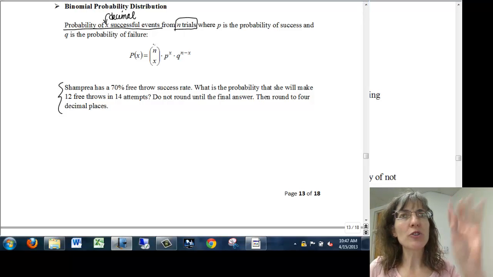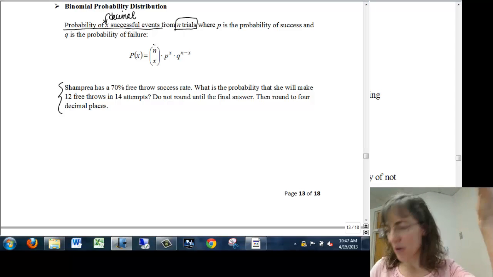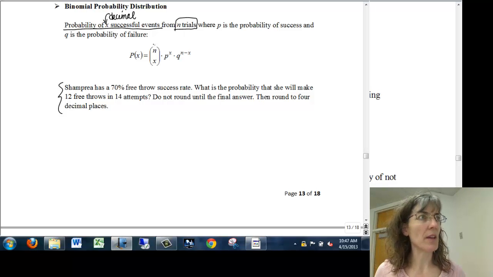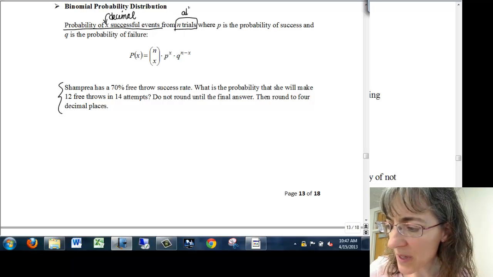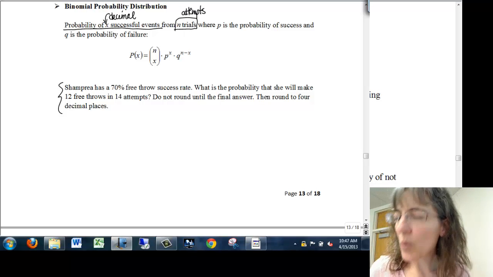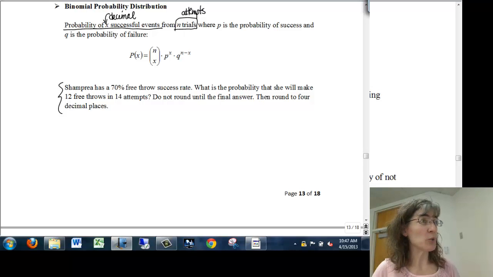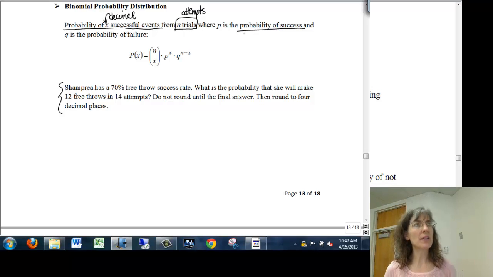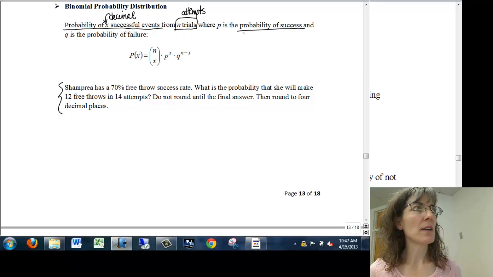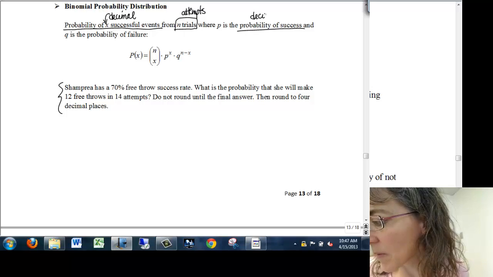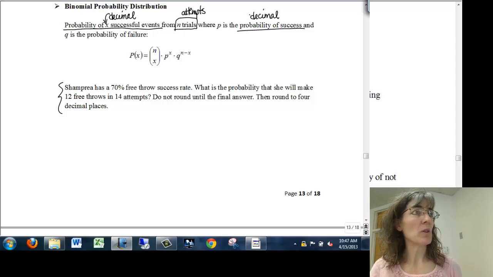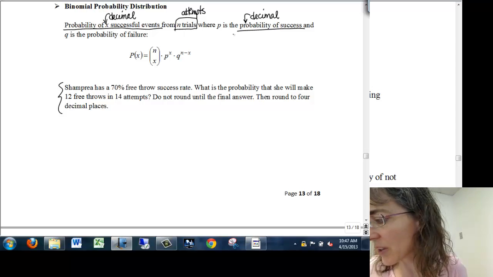Like if you're standing there shooting baskets like Shampria is, she stood there for, what did we have her do? 14 attempts. Those are 14 trials. It's the same thing. You might also see attempts, or you might see something more appropriate to your actual problem. Where P is the probability of success, what kind of number do we expect? Decimal or a percent? A decimal? Because? How do you know decimal? It's a probability. Very good.